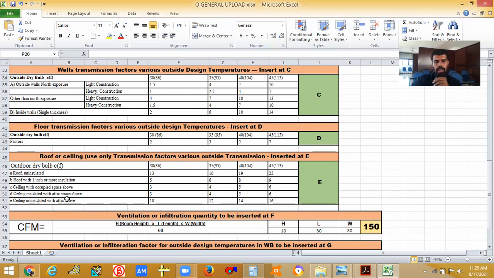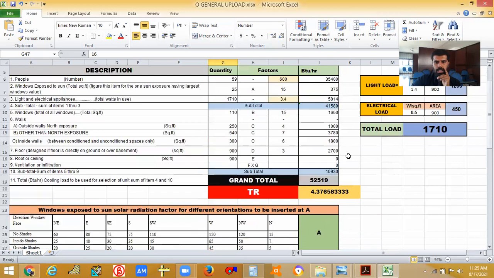So here I am assuming that I am not insulating my roof. So I am assuming my roof as roof uninsulated. If it is uninsulated, what will be my value? It is 16. I am giving that option 16. So I am putting the value here, 16.